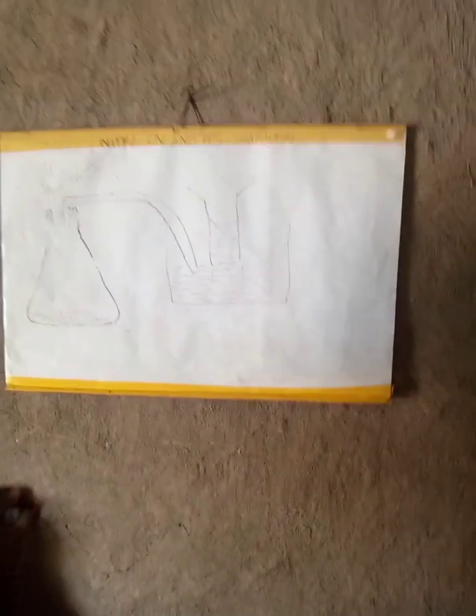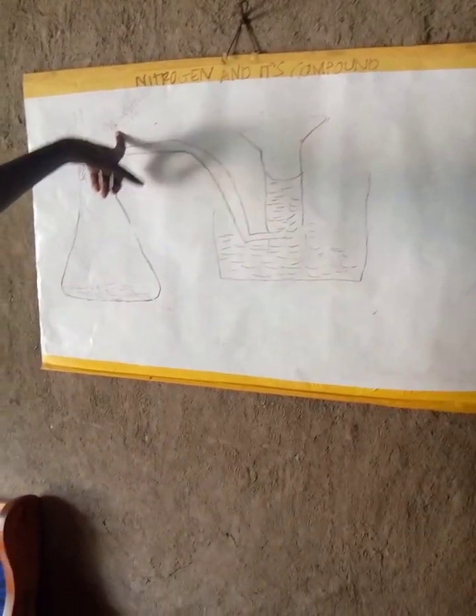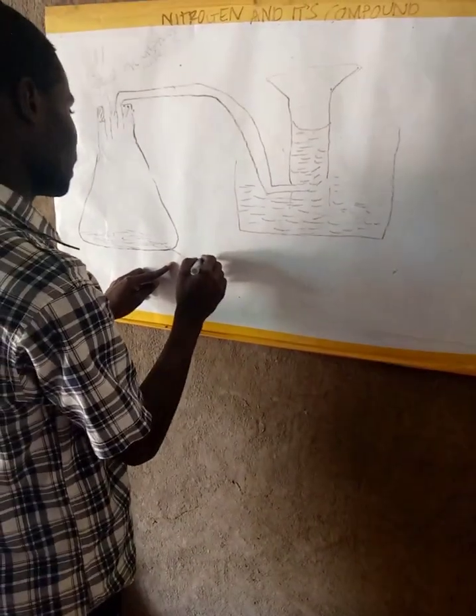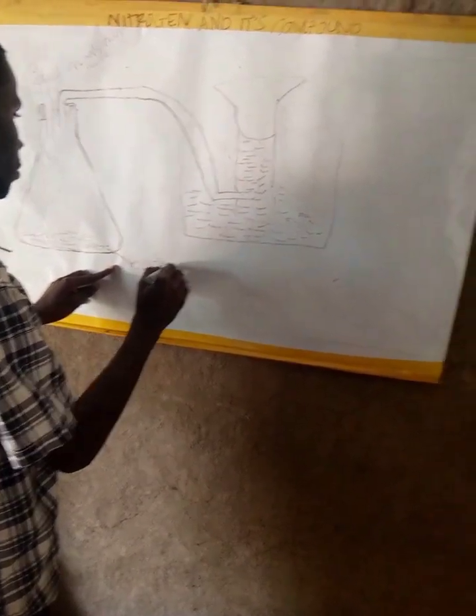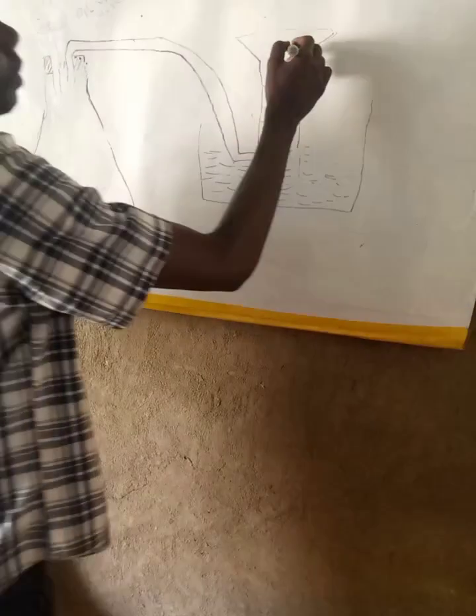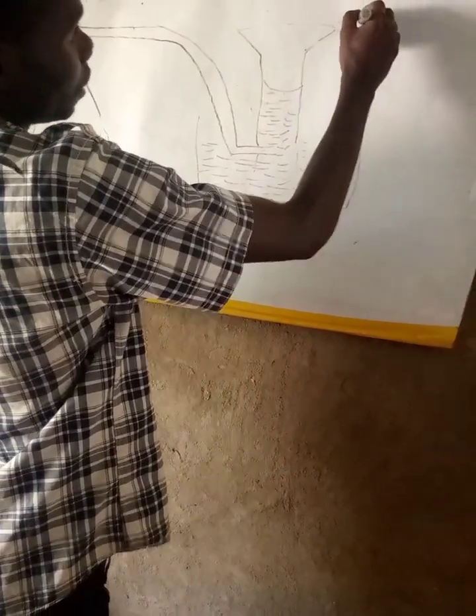So this is a setup for preparing nitrogen 2 oxide. Here is dilute nitric 5 acid. Then here, copper turnings. So here we are going to get nitrogen 2 oxide, which is a gas.